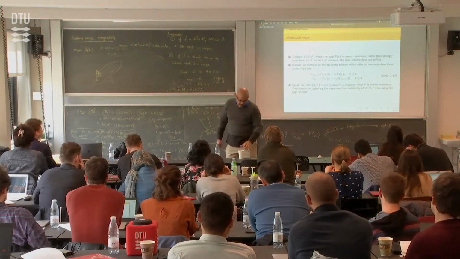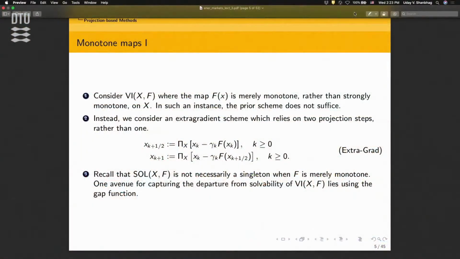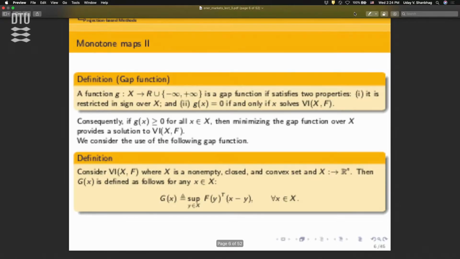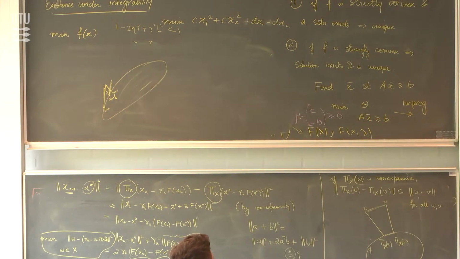Okay. Now, one of the problems is that when you have a variational inequality problem that is monotone, it has multiple solutions. So when it has multiple solutions, the notion of xk minus x star is not well posed, because I don't know which x star I'm looking for. So the way we get around that is to use something called the gap function. The gap function is a merit function that captures whether a point solves the variational inequality problem or not.